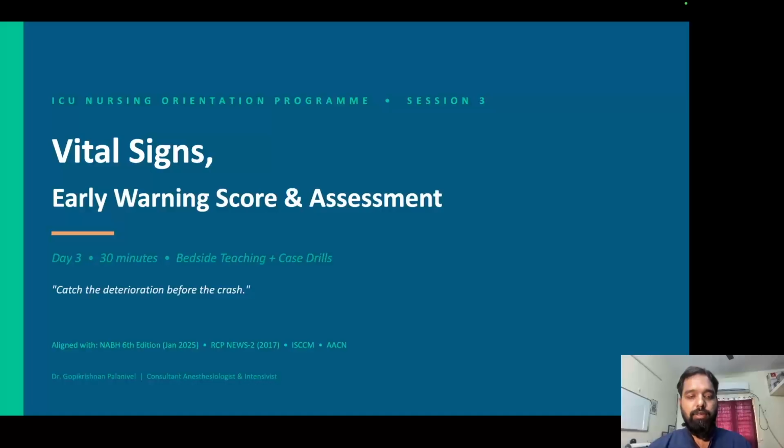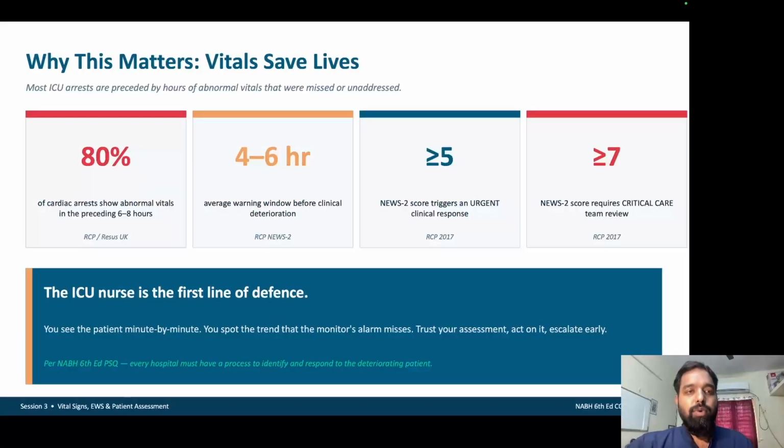Today it is session 3 of the ICU Nursing Orientation program, and the topic is vital signs, early warning score and assessment. So we can catch the patient's worsening trend or deterioration even before it happens if we score the patient's warning score appropriately, or if we track the patient's vital signs appropriately. So why does this matter? Vitals save lives.